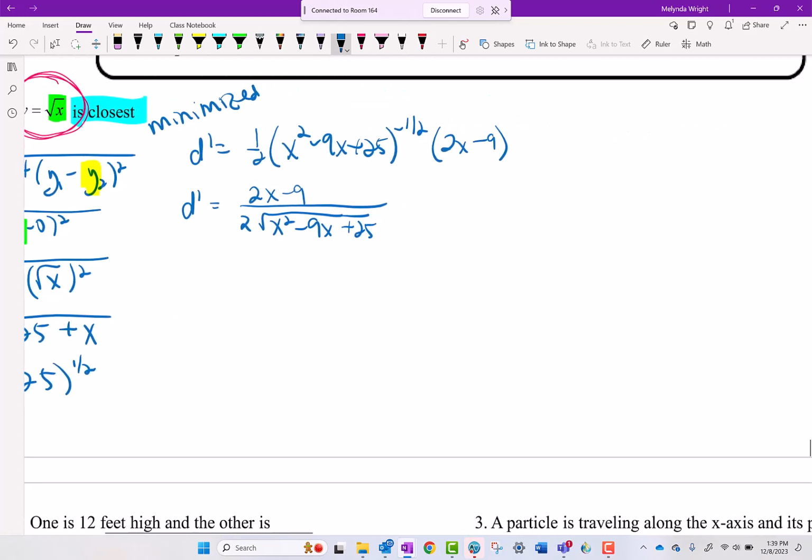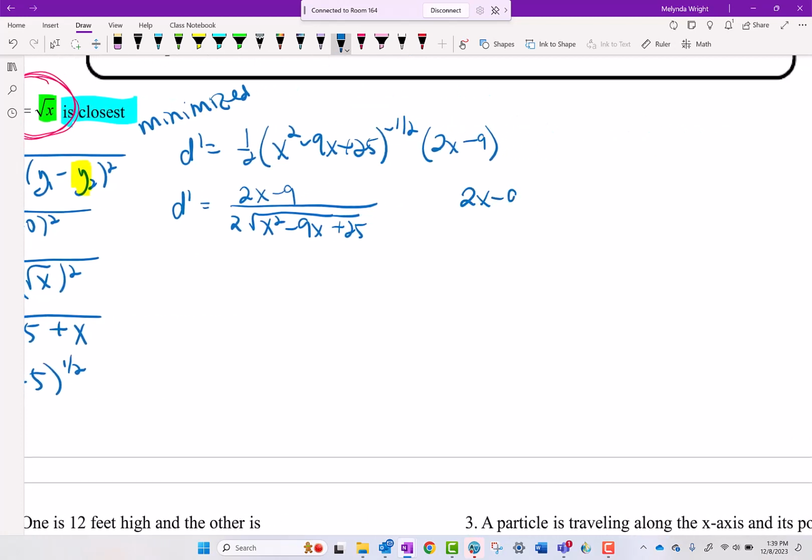We're gonna do 2x minus 9 is 0. So 2x is 9, so x is 9/2. That is our critical number. That's where f prime is 0. We just need to check to see if we have any undefineds here, if f prime is undefined.